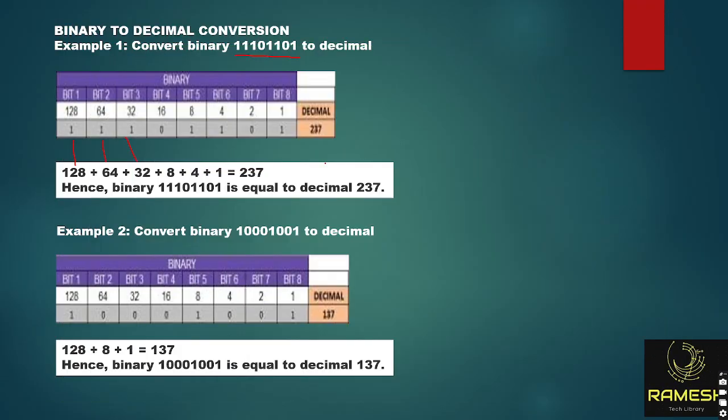Fine. So the fourth bit is set to 0, you don't need it. The fifth bit is set to 1, which is 8, plus the sixth bit set to 1, which is 4, plus the last bit set to 1. That is 1. So if you add all together, the value is 237. This is how you need to convert binary to decimal.